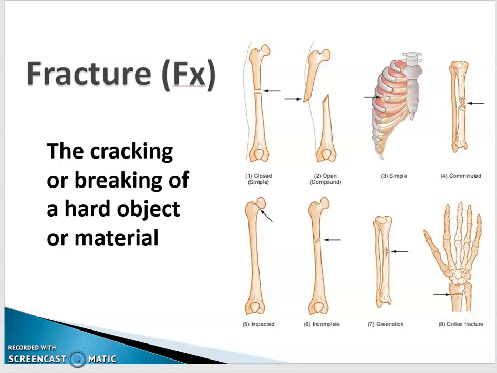And of course, we have our fractures, which are abbreviated FX, and this is the cracking or breaking of a hard object or material. Yeah, like as in a bone. So most people have broken at least one bone in their body, sometimes not, and that's great. There's all different types of fractures. We're not going to go over what they are. You will learn these in pathological medicine if you deal with orthopedics. You'll learn the different types of fractures.